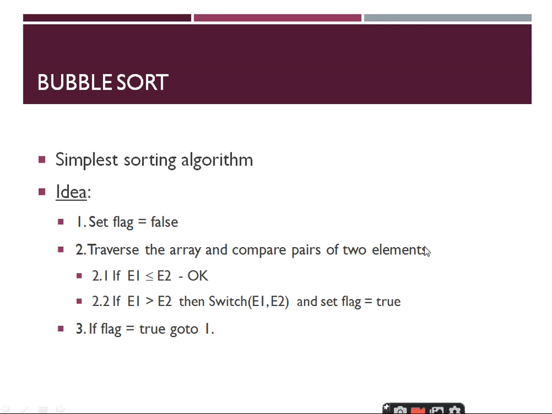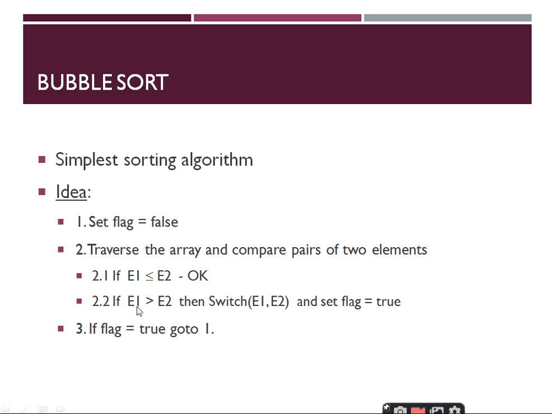and compare two elements within the array. We traverse the array and compare two elements within it. First we compare the first two elements. If E1 is less than or equal to E2, it's okay. That means if the first element is less than the following element, then nothing has to be done here.